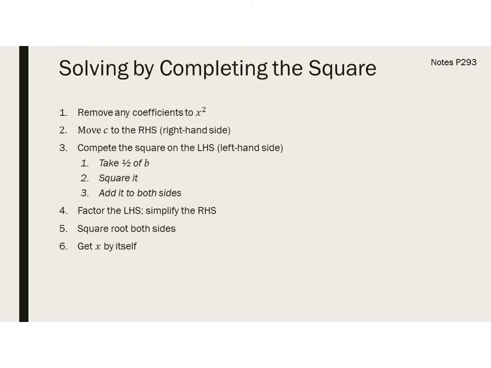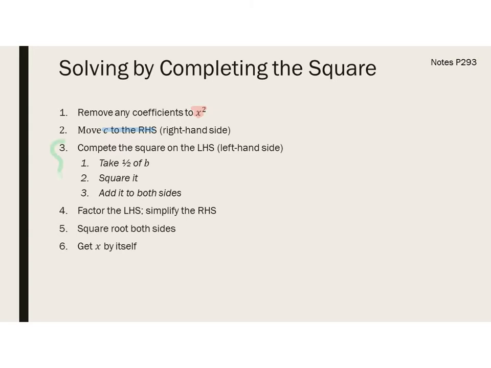So on page 293 of your journal, you have a section for notes, and I want you to write this list. Okay? The first thing you're always going to make sure is that your x squared does not have a coefficient. You want it to be 1x squared. So the first thing you're going to do is remove any coefficients on x squared. Up next, you're going to move c to the right-hand side. So c is your constant, so you're going to add or subtract that over to the right-hand side.